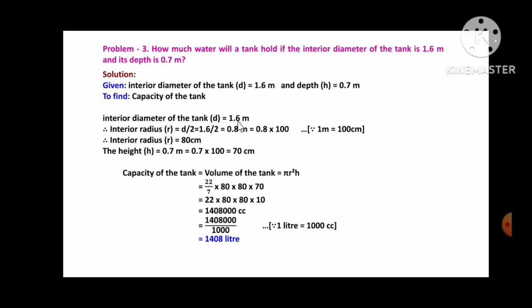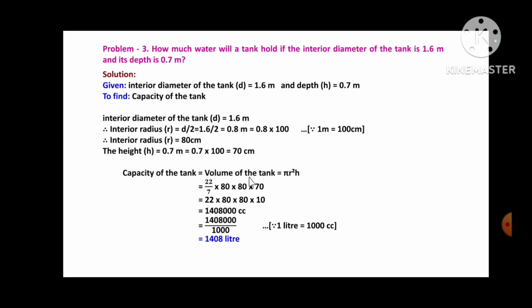Interior diameter of the tank is 1.6 meter, so interior radius will be d by 2, 1.6 by 2, that leads to 0.8 meter, but we know that 1 meter is 100 centimeter. So 0.8 into 100, that means radius is 80 centimeter. And the height h is 0.7 meter, which means 0.7 into 100, that is 70 centimeter. Now the capacity of the tank is nothing but the volume of the tank, which is cylindrical in shape. And the formula for it is pi r square h.